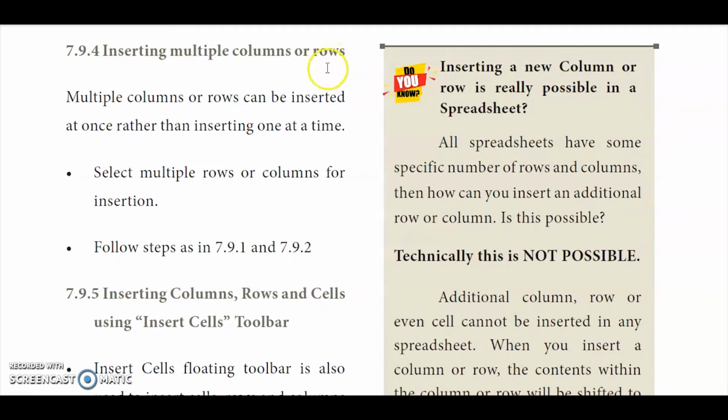So inserting multiple columns or rows. How can we perform it? So far we have seen how to insert one column, one cell or one row. So how do we insert multiple columns or rows? Multiple columns or rows can be inserted at once rather than inserting one at a time. Select multiple rows or columns for insertion. Follow steps as in 7.9.1 and 7.9.2. There will be an option, so you have to select that.